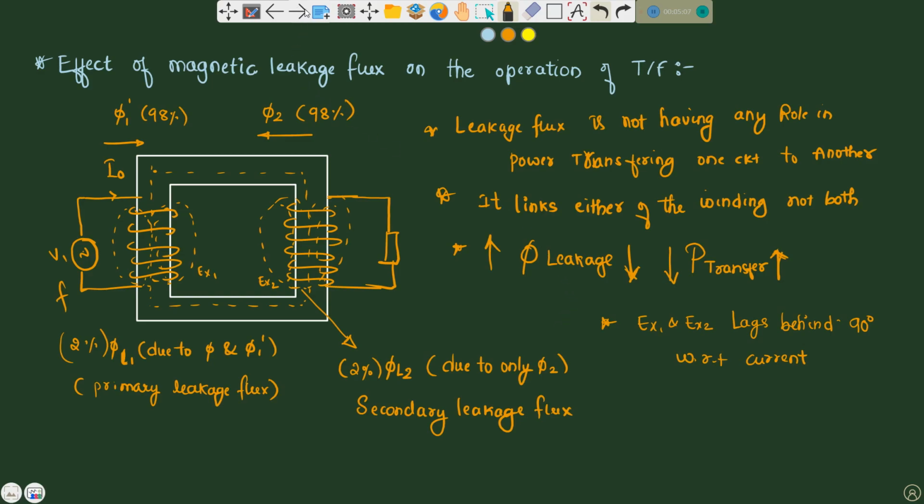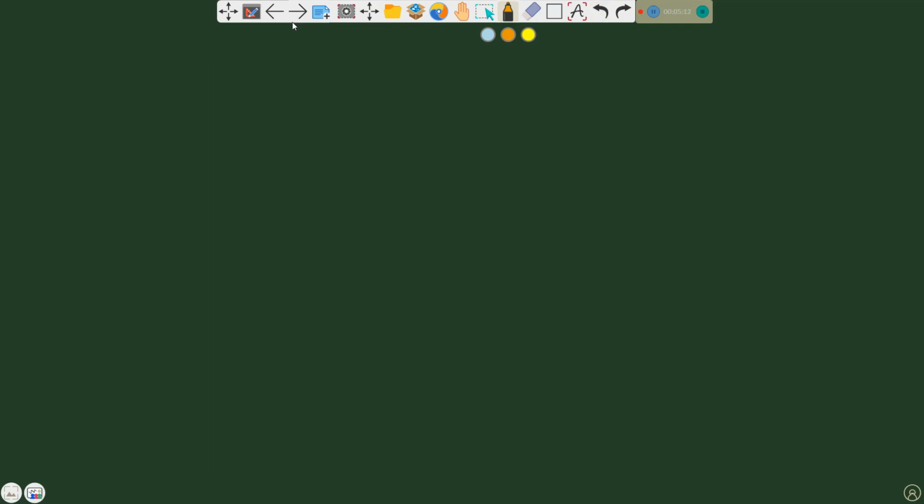So now we are going to discuss the phasor diagram, or vector diagram, of the transformer under load with respect to magnetic leakage flux. This is what we are studying.